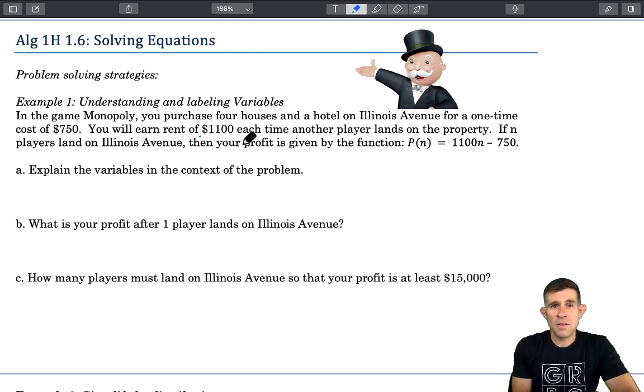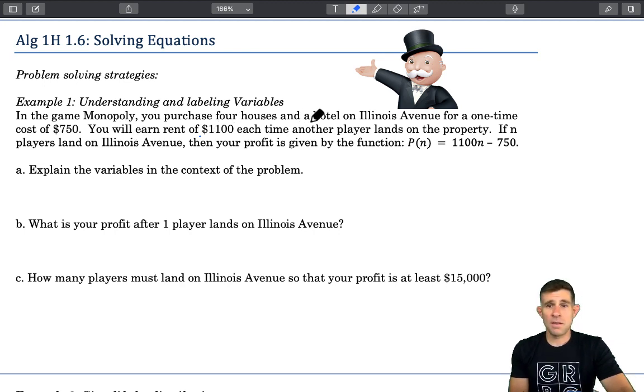This one focuses on understanding variables and labeling them. In the game Monopoly, you're going to purchase 4 houses and a hotel on Illinois Avenue for a one-time cost of $750. You will earn rent of $1,100 each time another player lands on your property. If n players land on Illinois Avenue, then your profit is given by this function. P of n is equal to 1,100n minus 750. Let's start by explaining what each one of these variables means.